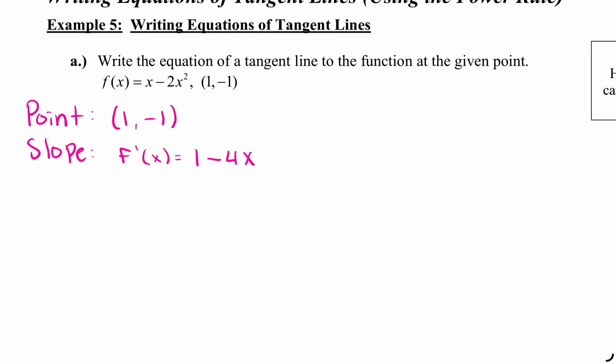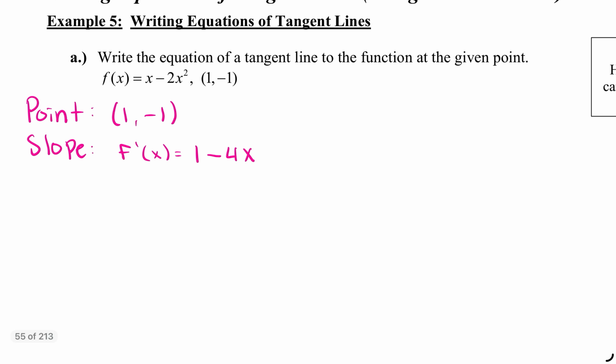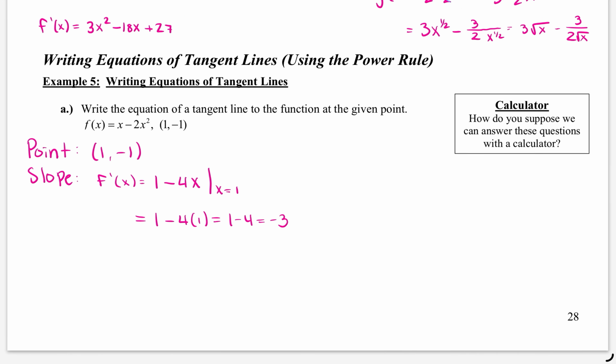Now, I want the slope at a specific point here, right? I know that the x value is 1. So I know that right here, I need to be plugging in 1. So 1 minus 4 times 1 is going to give me 1 minus 4, which is negative 3. So I know the slope is negative 3, and now I can write my tangent line.